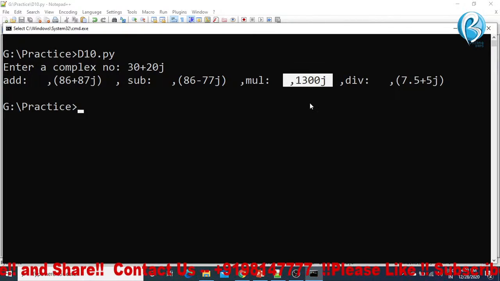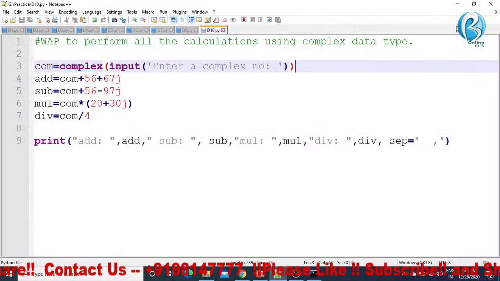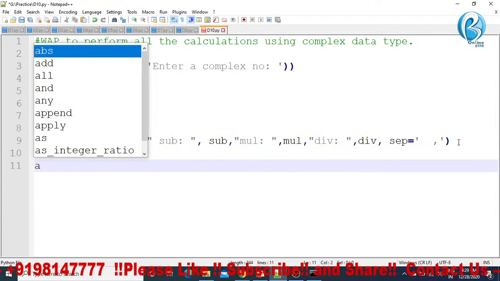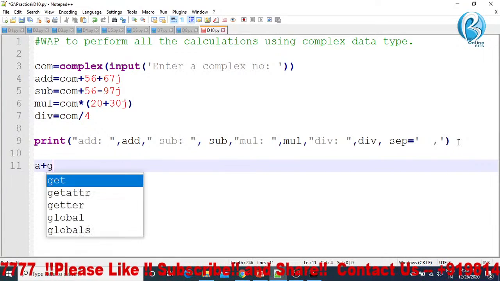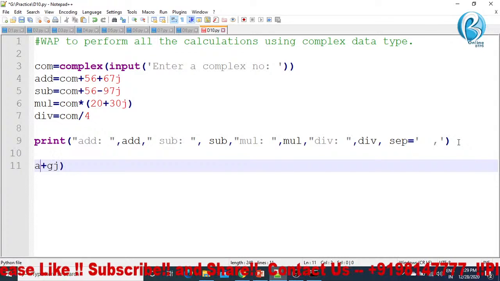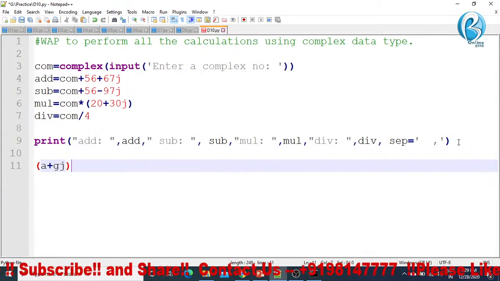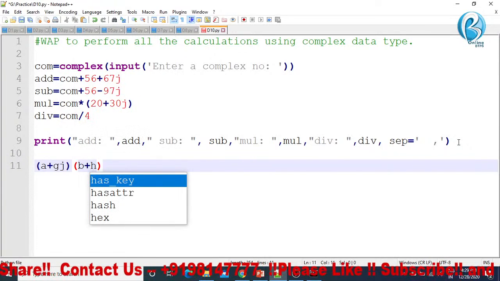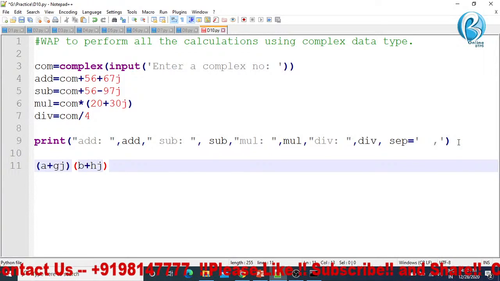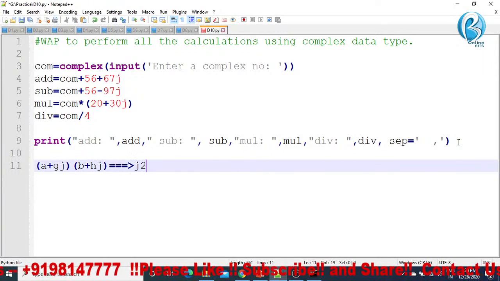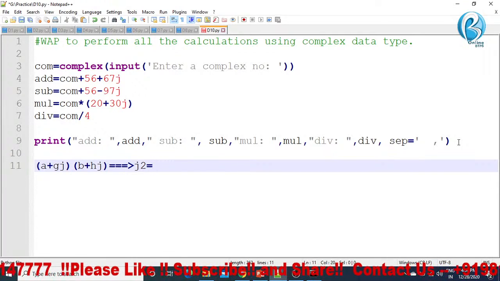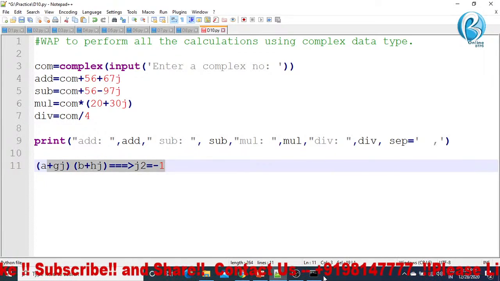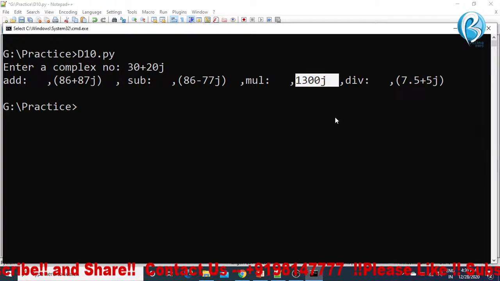Why is it 1300j? It follows the formula for complex numbers, right? Like a plus bj times c plus dj, right? And for j, j square equals minus 1. So this leads to the result of 1300j.